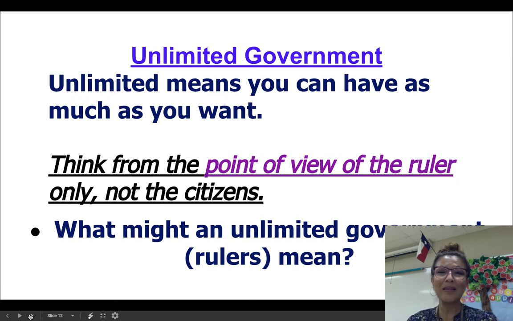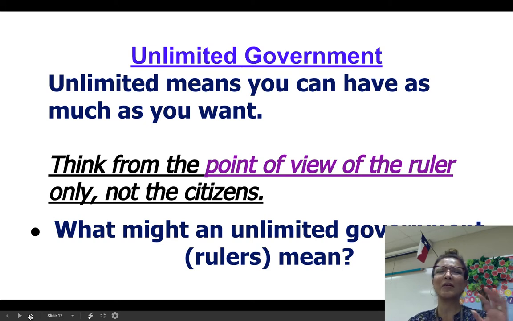Then you have an unlimited government. So this means that you can have as much as you want. Unlimited means you can do as much as you want. For example, if your parents said, "All right, you can play video games all day long. You don't have to do homework. You don't have to do any chores." That means that they're giving you an unlimited amount of time just to play video games, right?